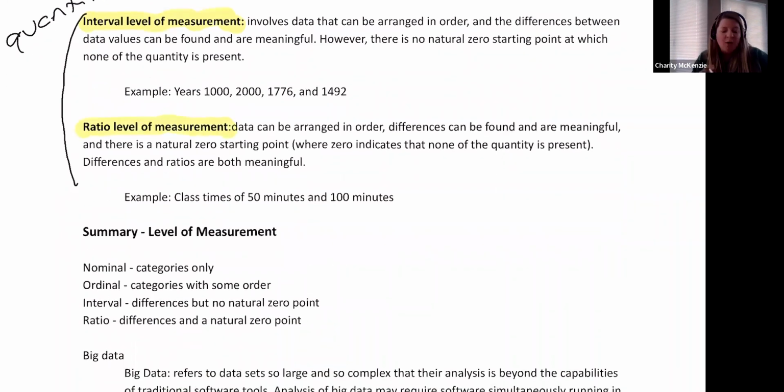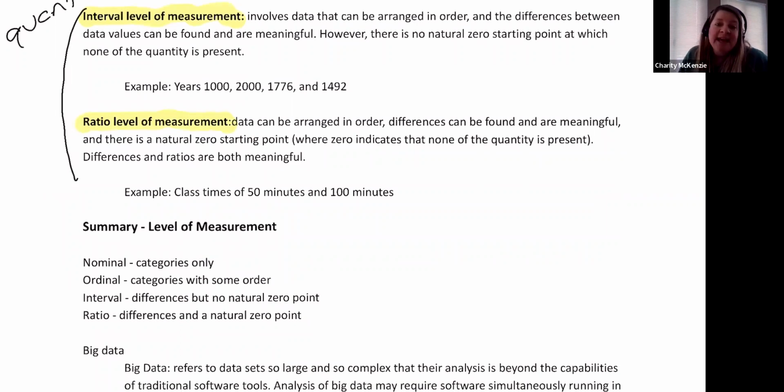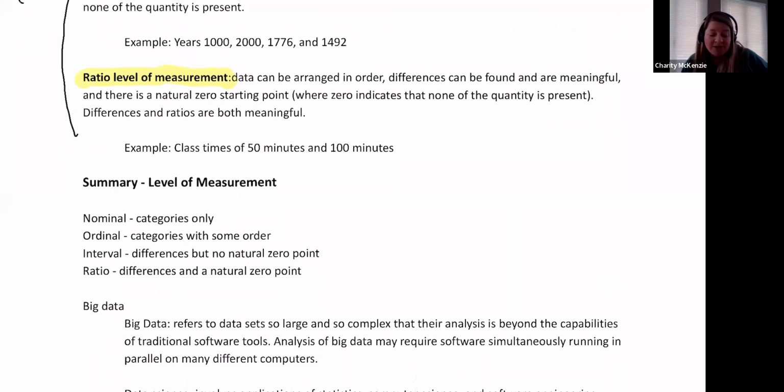So ratio, what is a ratio? Well, it involves data that can be arranged in an order, and the differences between them can be found and are meaningful. However, there is a natural zero starting point, where zero indicates that no quantity is present. And so everything is meaningful, full numbers.